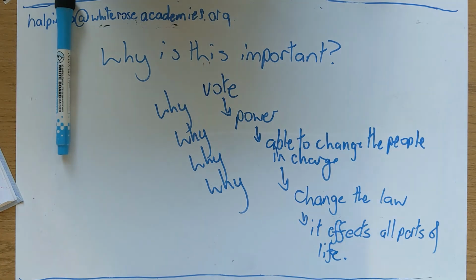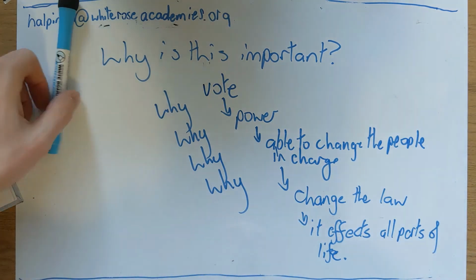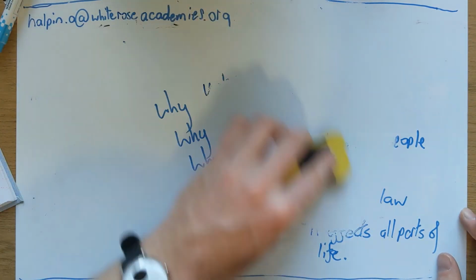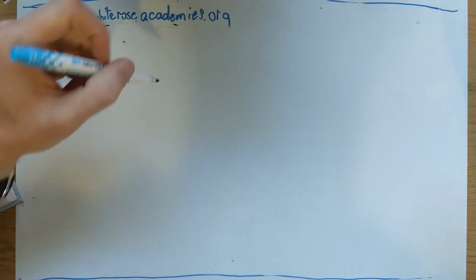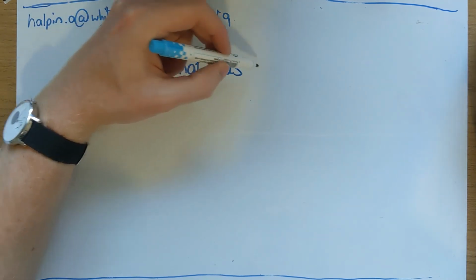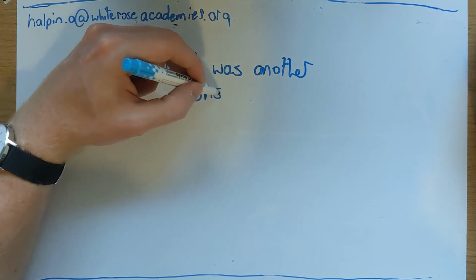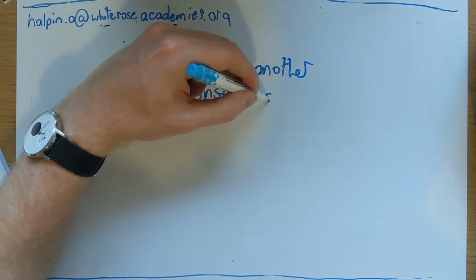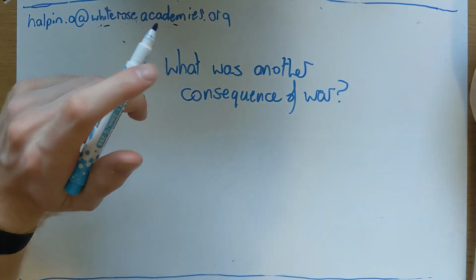Bear in mind, at this point, some women weren't really allowed in certain jobs because of sexism. Well, they can start to change this, can't they? Okay, now a really, really tricky question coming up, but I have faith in you now. Thinking back to last lesson, what was another consequence of war? What was another consequence of war?